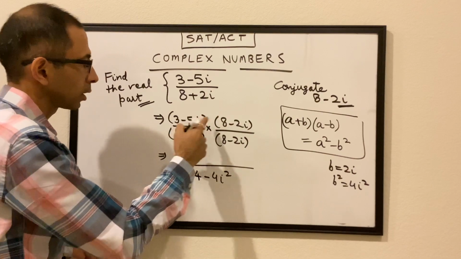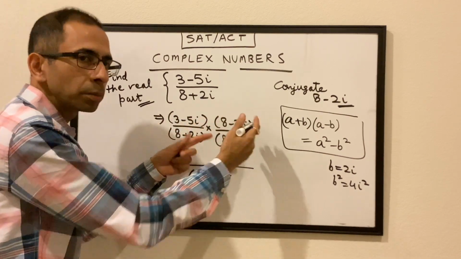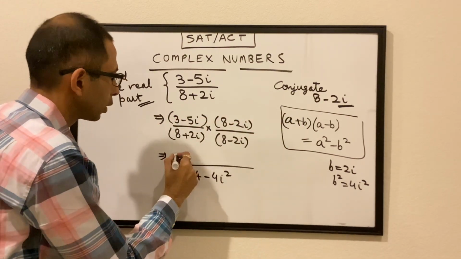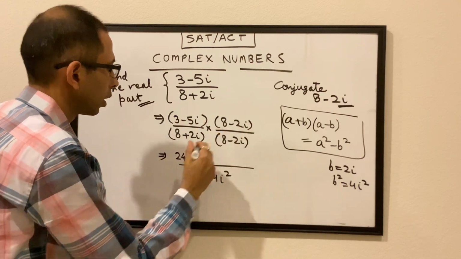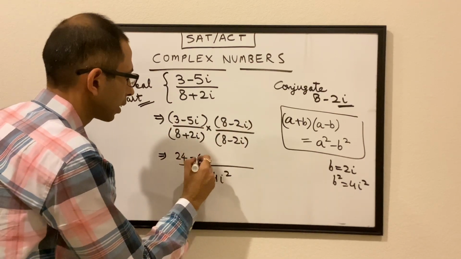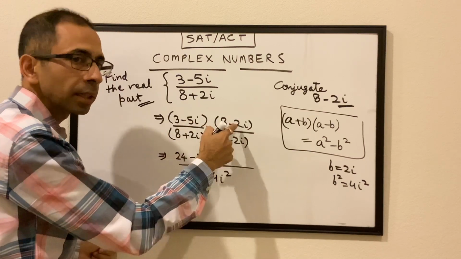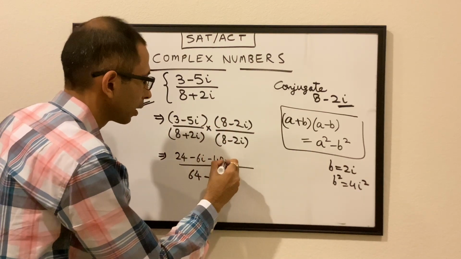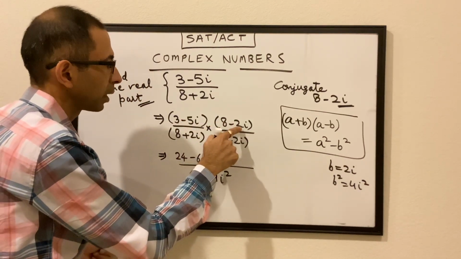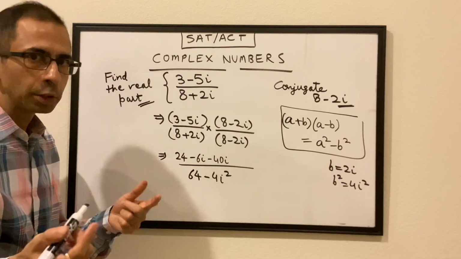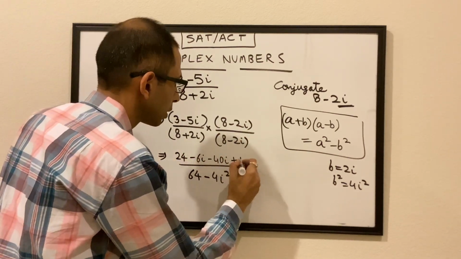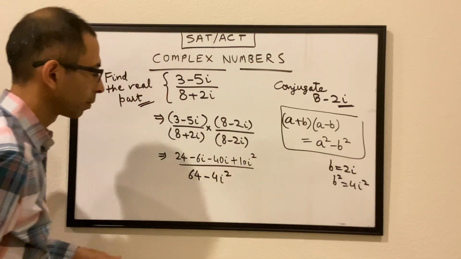And let's do the FOIL method and multiply these two terms on the numerator. So 3 times 8 is 24. 3 times minus 2i is minus 6i. Minus 5i times 8 is minus 40i. Minus 5i times minus 2i is plus 10i square, right? Plus 10i square. Okay.